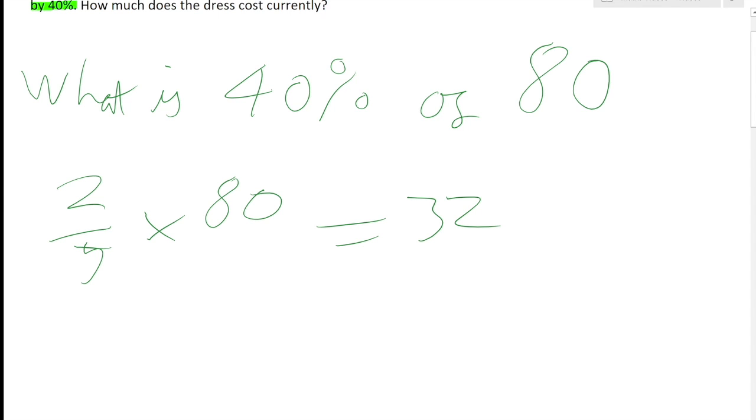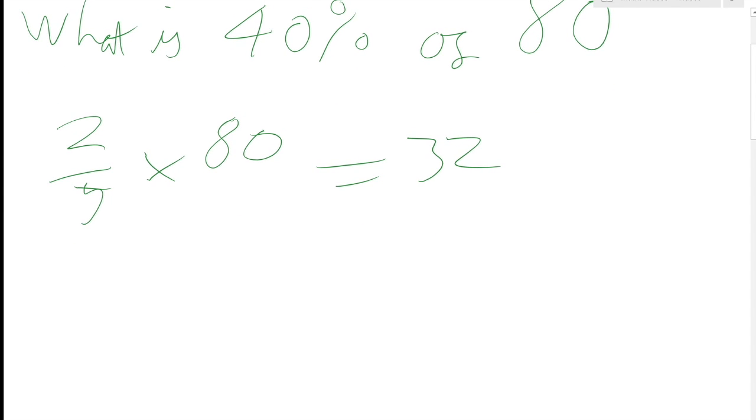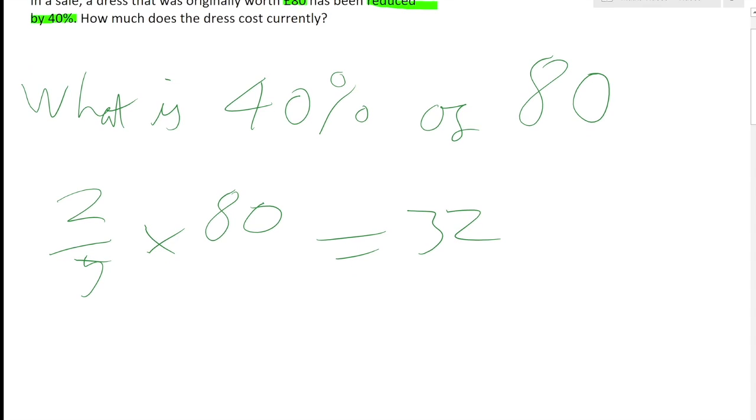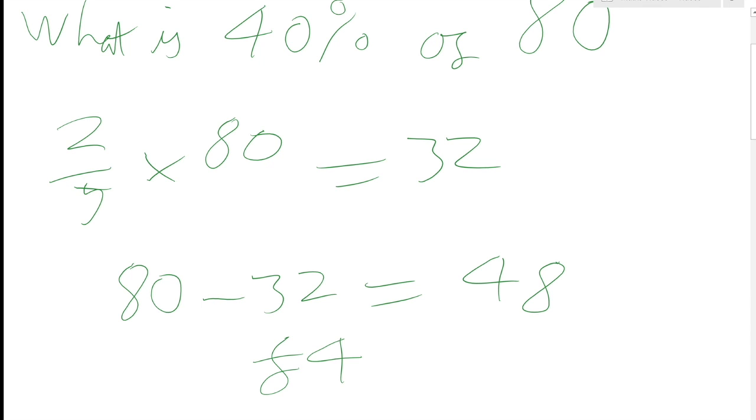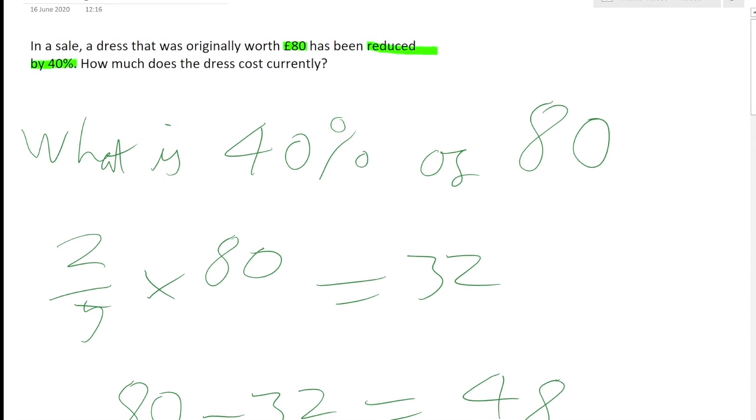And then, because it was reduced by 40%, we have to take that 40% off. So 80 minus 32, which comes out as 48. And then, because remember, originally it was £80, we have to put the units back in. So the dress is currently worth £48. There we go. Not too hard, is it?